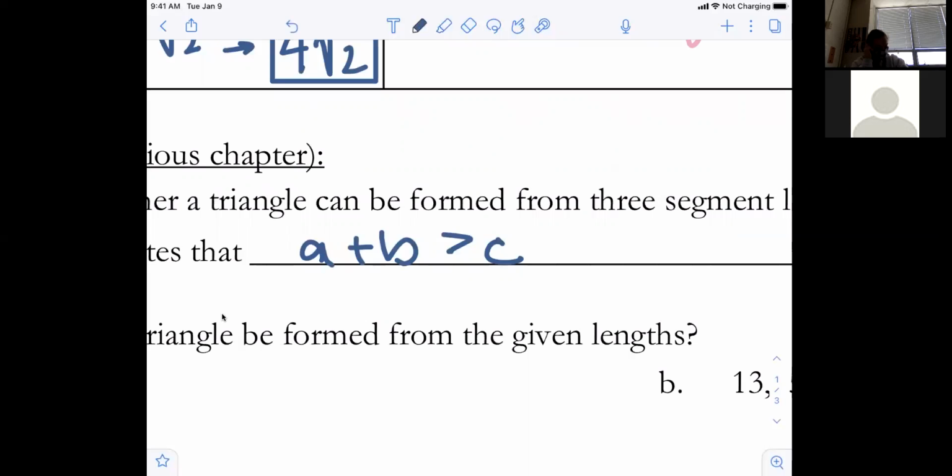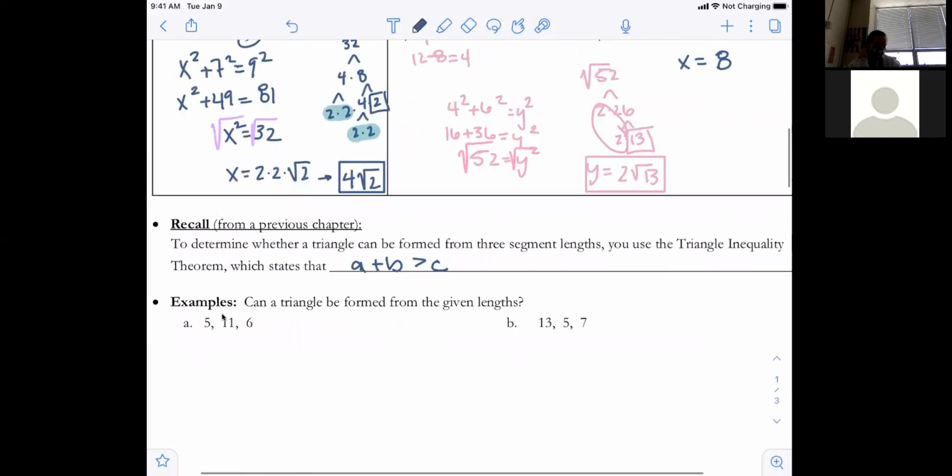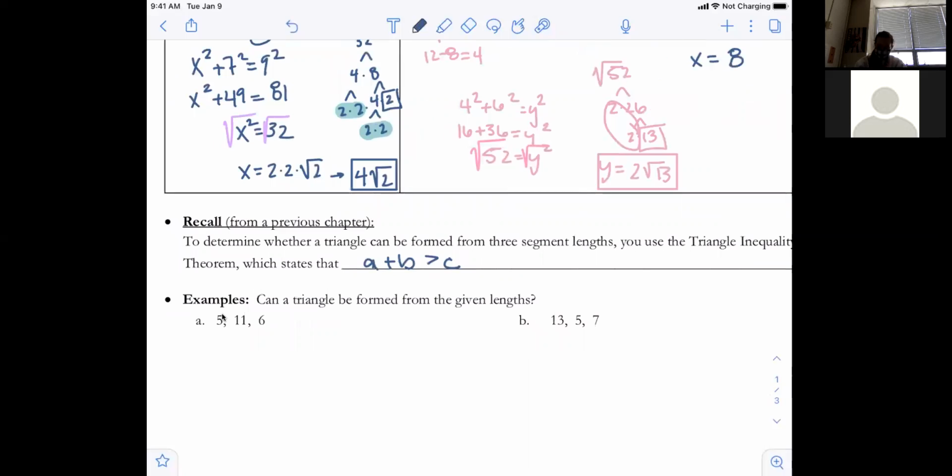This is what it would be. A plus B is greater than C. So 2 of the sides added together have to be bigger than the third side. So we're going to do a couple quick examples.